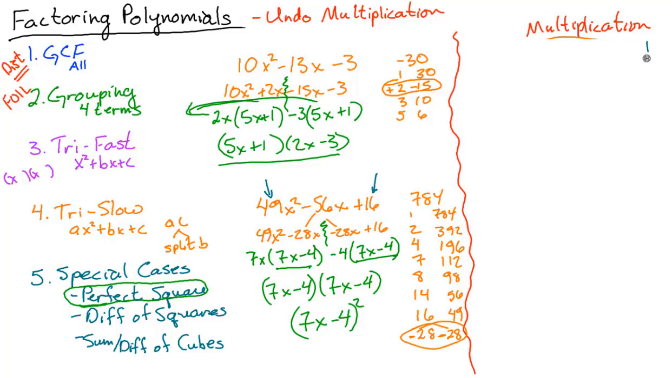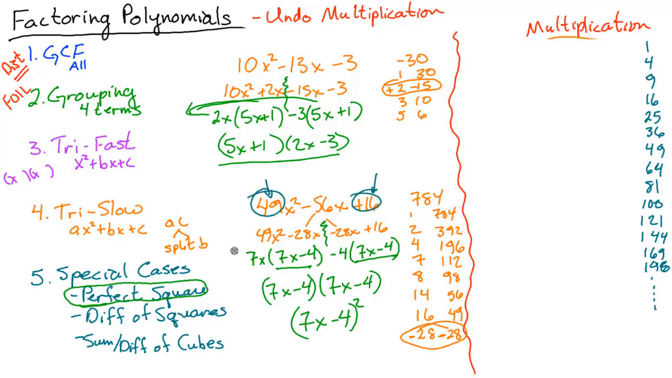1, 2 squared is 4, 3 squared is 9, 4 squared is 16, 5 squared, 6 squared, 7 squared, 8 squared, 9 squared, 10 squared, 11 squared, 12 squared, and you could keep going and get a whole bunch more of these, and it keeps on going forever. But these are really special numbers. If they end up being here, you might get a special case, a shortcut. Let's show you what the shortcut looks like.